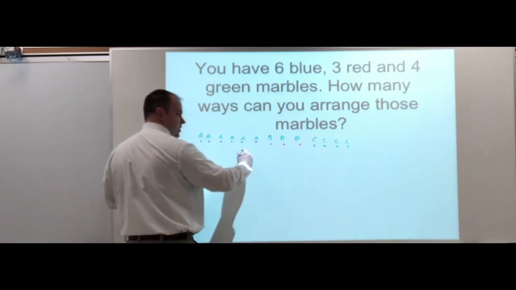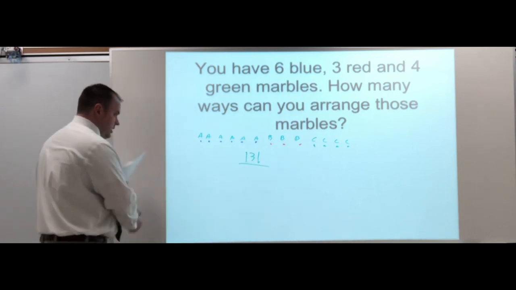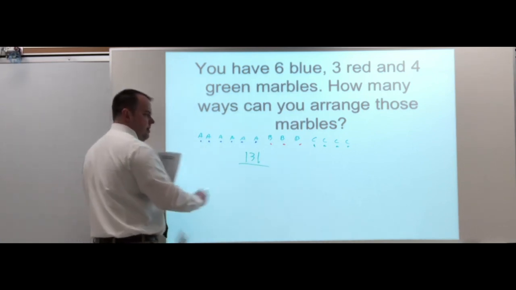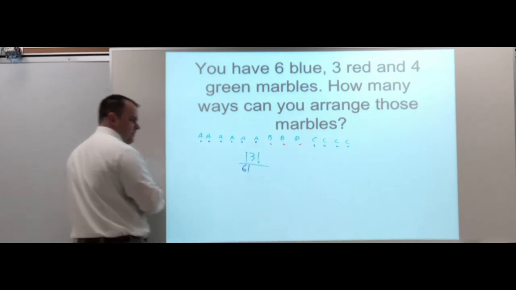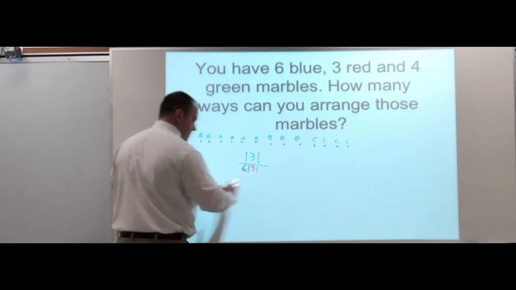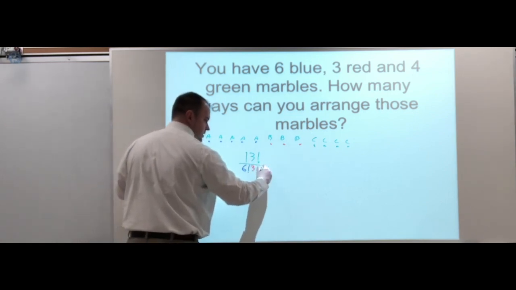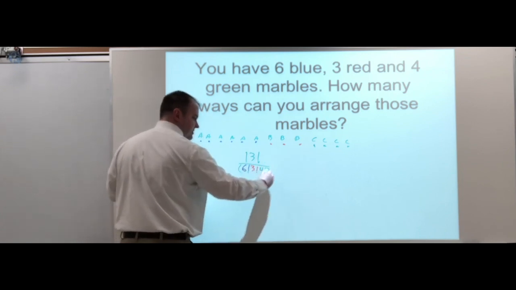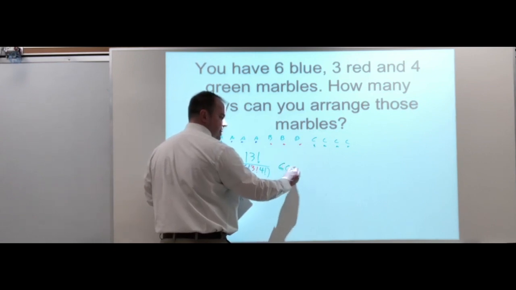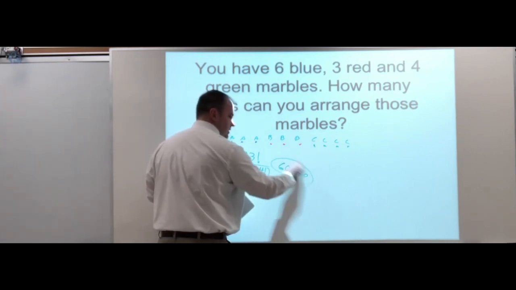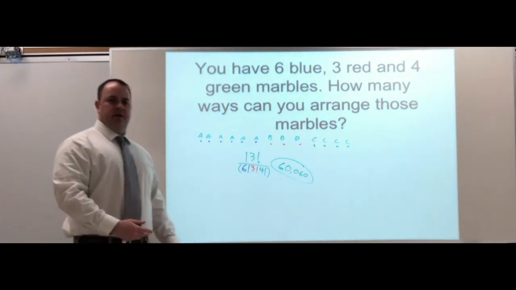There are 13 total, and then the repeats here. Okay? There are 6 blue, there are 3 red, and there are 4 green. Don't forget your parentheses in the bottom, and that should give you 60,060 for an answer. Okay, so the concept's the same, the objects are different.